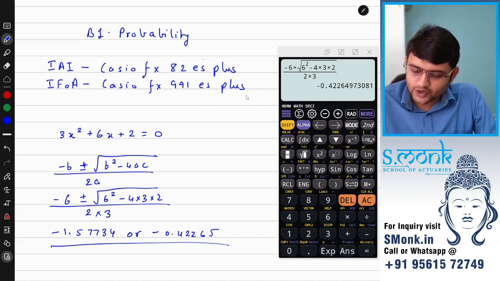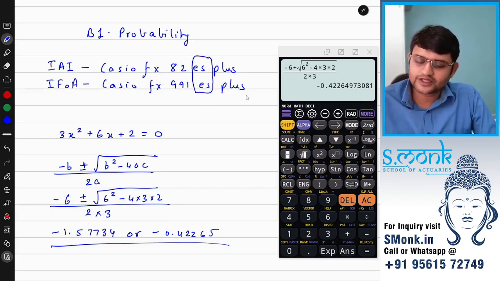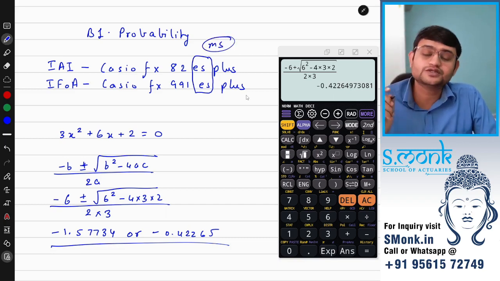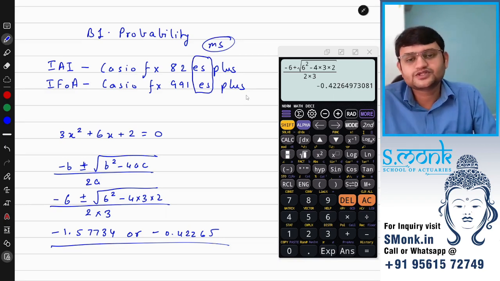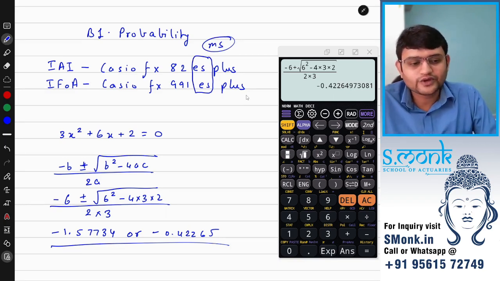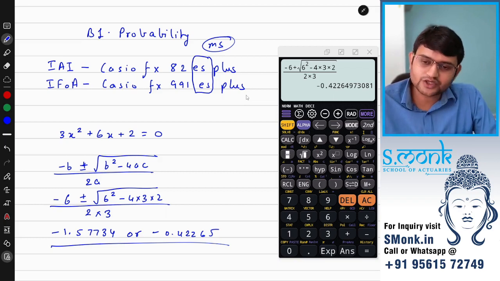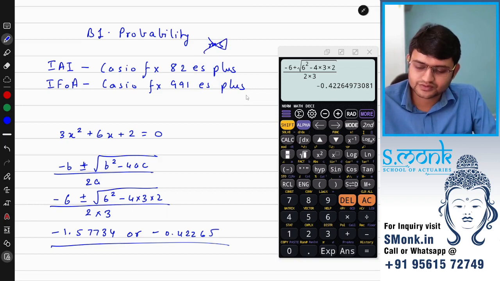Now make sure that you are buying the ES version only. There is an MS version. Do not buy the MS version. There are certain functions that we require that are not present in the MS version, but are only in the ES version. So make sure that you are buying the ES version of the calculator, not the MS version.